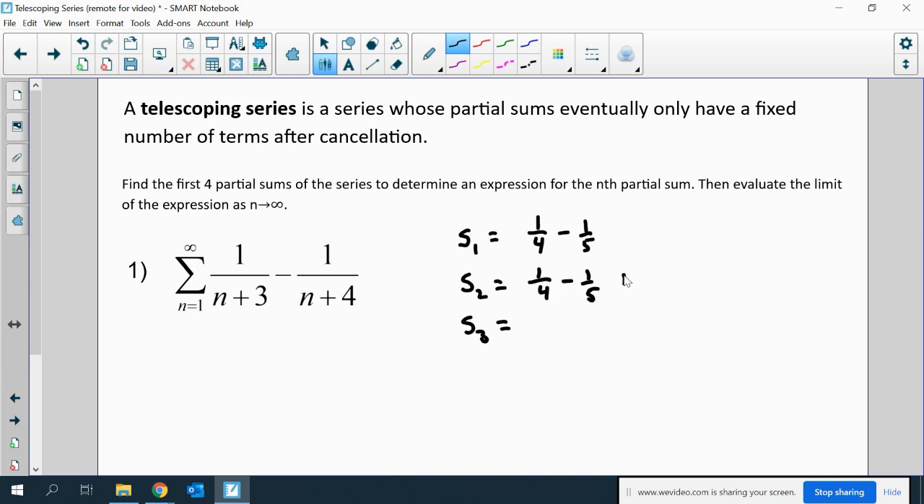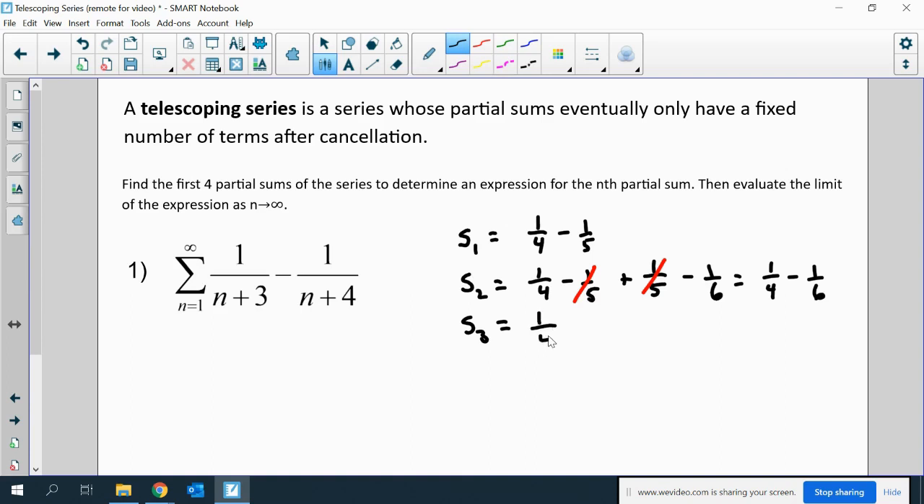And then the second thing that I would have to do is I'd plug in n equals 2, so I have plus 1/5 minus 1/6. What you're going to notice is that these things cancel out, and so I would end up with 1/4 minus 1/6. I could simplify these things by getting common denominators, but I'm not going to do that just because we're trying to actually see something occur here.